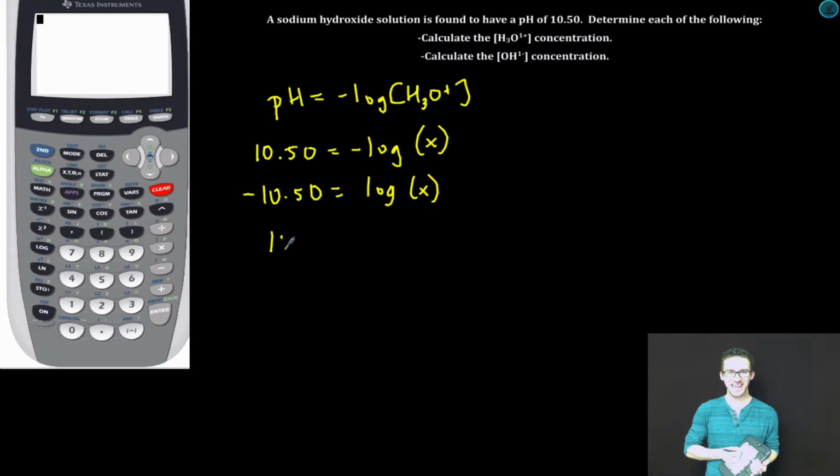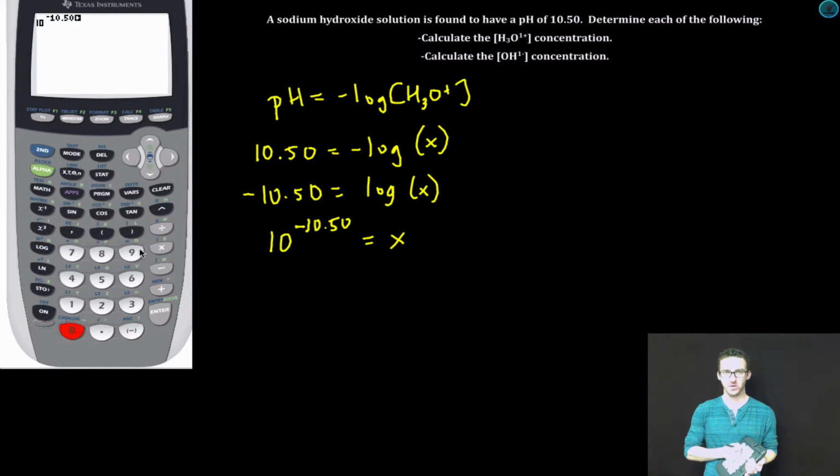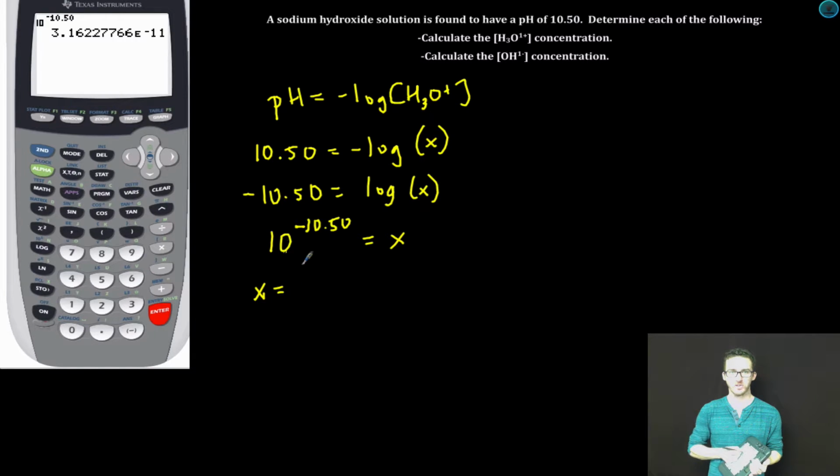It's going to go 10 to the negative 10.50 equals x. How do I do that on my calculator? It's hidden right beneath the log button. So second log negative 10.50 is x equals 3.2 times 10 to the negative 11 molar. That is my hydronium ion concentration.